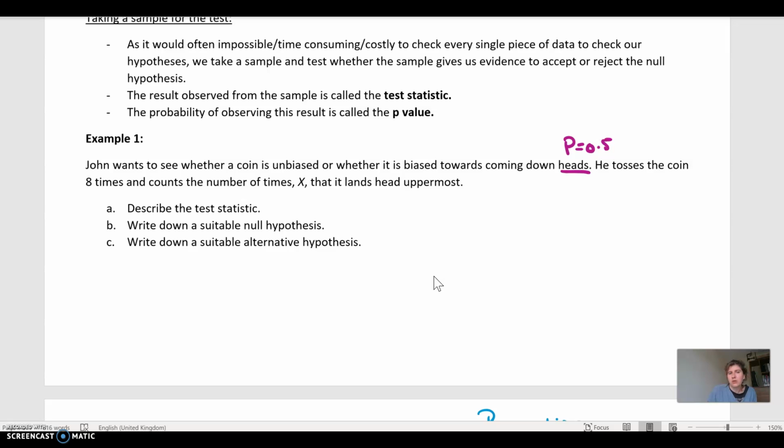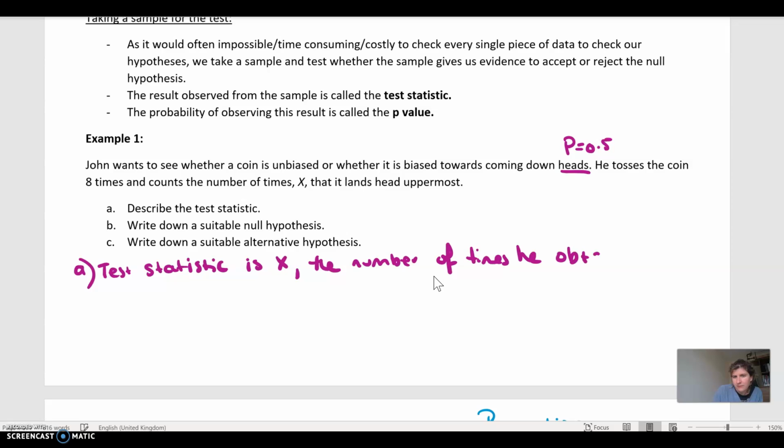Now, when you're forming your null hypothesis, you're always looking at where a probability is equal to a certain value. Okay, he tosses the coin 8 times, big sample size, and he counts the number of times x that it lands head uppermost. So the first thing is what is the test statistic. Like I said, the test statistic is what you're doing in order to get your results. So the test statistic, in this case, is x, the number of times he obtains heads, out of a certain number of coin tosses.